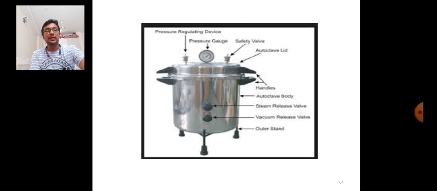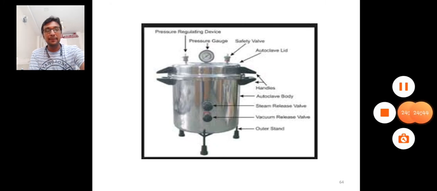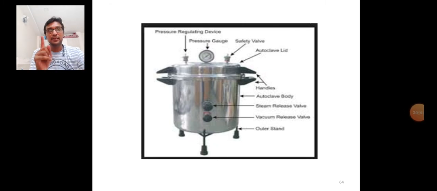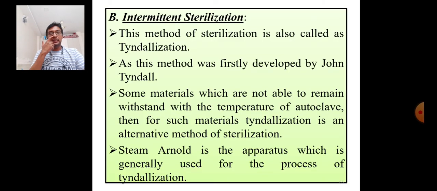Okay, so students, this was the point which we have completed, that is the first method of moist heat sterilization, that is autoclaving. Now moving on toward the second method for the moist heat sterilization. The second method is intermittent sterilization. This method of sterilization is also called tyndallization.